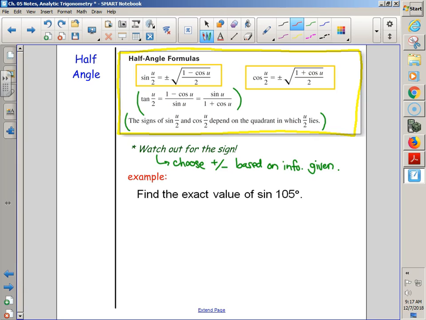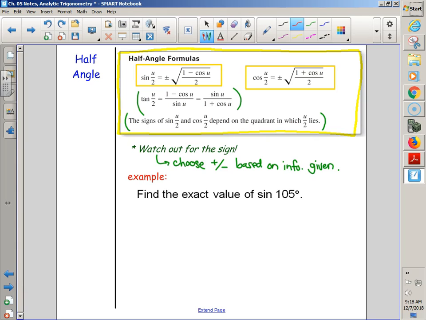But here's the struggle. If it's a particular place or value, isn't it going to be either positive or negative? Trig is going to have a sign, positive or negative, if it's in a certain quadrant, if it's of a certain angle. So the formula says plus or minus, you figure it out. How do we figure it out? Based on the info given, that's so general and vague. Great. How? Well, let's do one.